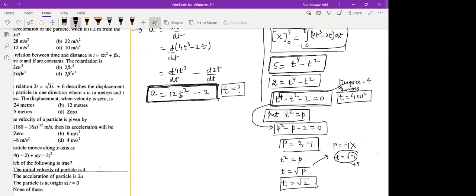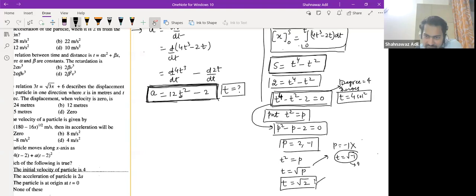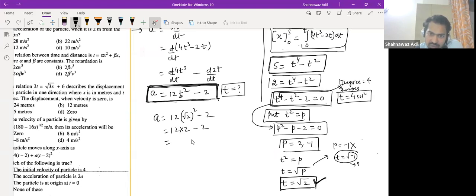Yes, sir. So now this t was the culprit, right? It made us roam around everywhere, and now we have gotten it. Now we can put the value of this t in here. So a would be what? This would be 12 into root 2 square minus 2. So this is 12 into 2 minus 2, so 24 minus 2, which is 22 meters per second square.